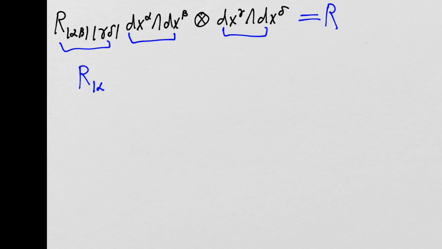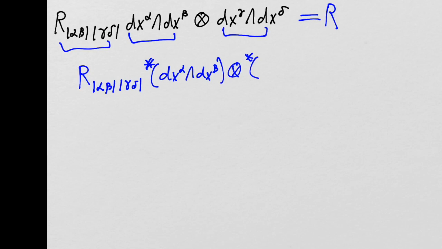R, alpha, beta, gamma, delta, times the Hodge dual, which is usually a star put on the left, of dx alpha wedge dx beta, tensor product, Hodge dual of dx gamma wedge dx delta. Right, something like that.